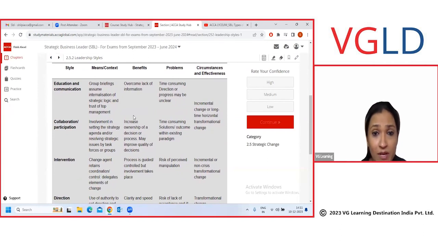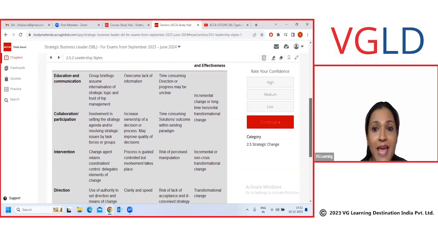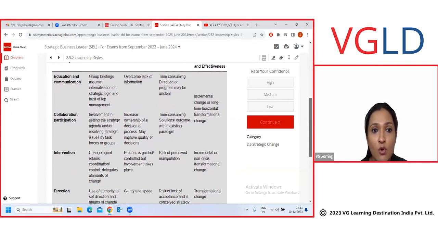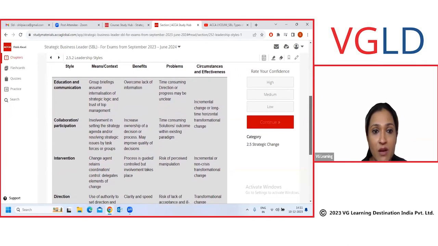The different styles, what it means, the benefits, the problems it brings across, and which one is most effective when. So read through this first and then I will scroll down. It's very self-explanatory. So you should all be able to understand what it basically means, what apparent benefits it brings across, and when it should be utilized by the organization as well.